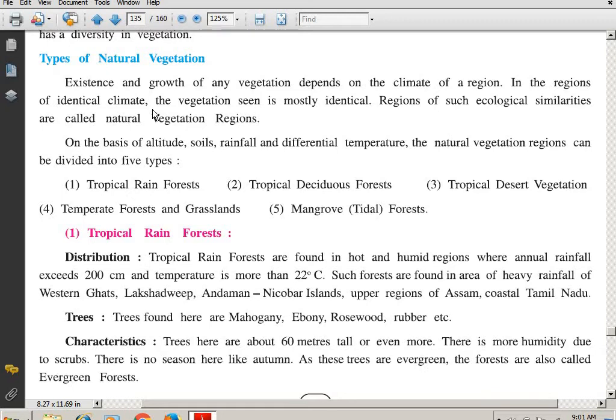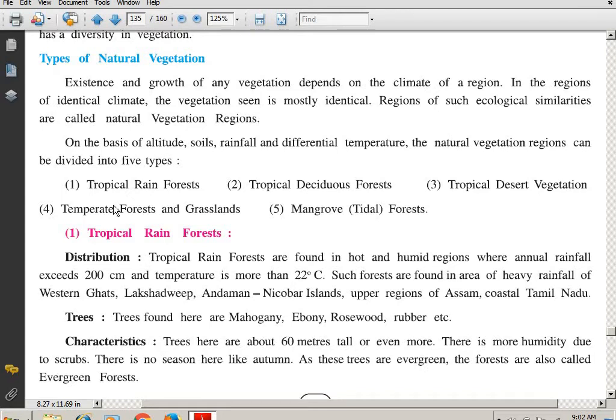On the basis of altitude, soils, rainfall and differential temperature, the natural vegetation regions can be divided into 5 types. So students, as we saw about the altitude, soil, rainfall, the physical features and all which we saw, on the basis of that, the natural vegetation can be divided into 5 types.